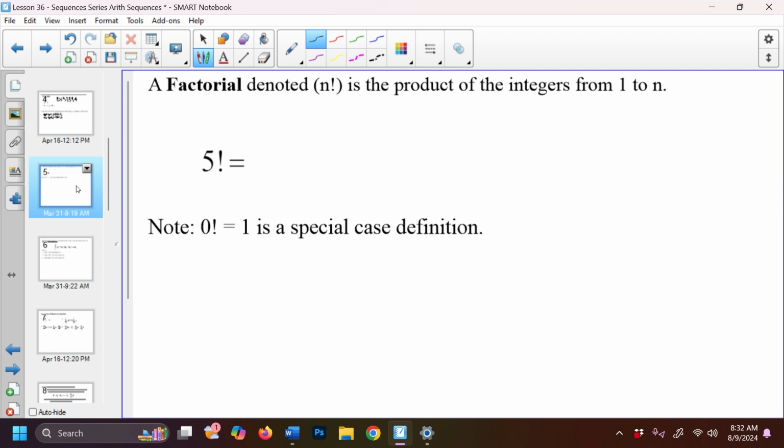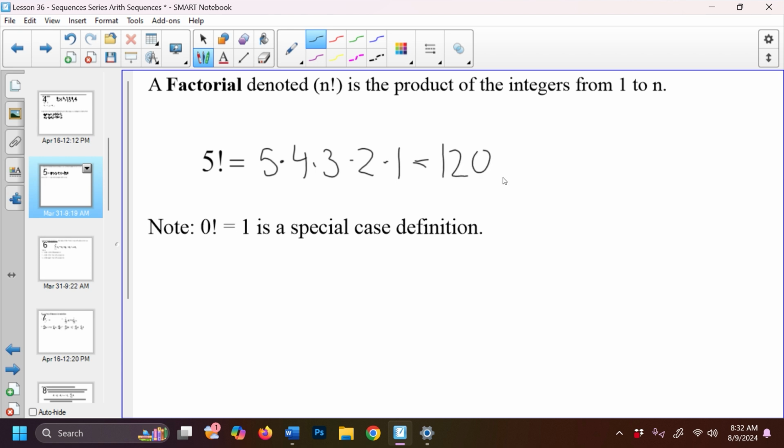The next definition is factorial, denoted with an exclamation point. And n factorial is the product of the integers from 1 to n. And I usually do them in reverse order. So as an elementary example here, I have 5 factorial. That would be 5 times 4 times 3 times 2 times 1. 5 times 4 is 20. 20 times 3 is 60. 60 times 2 is 120. 120 times 1 is 120.